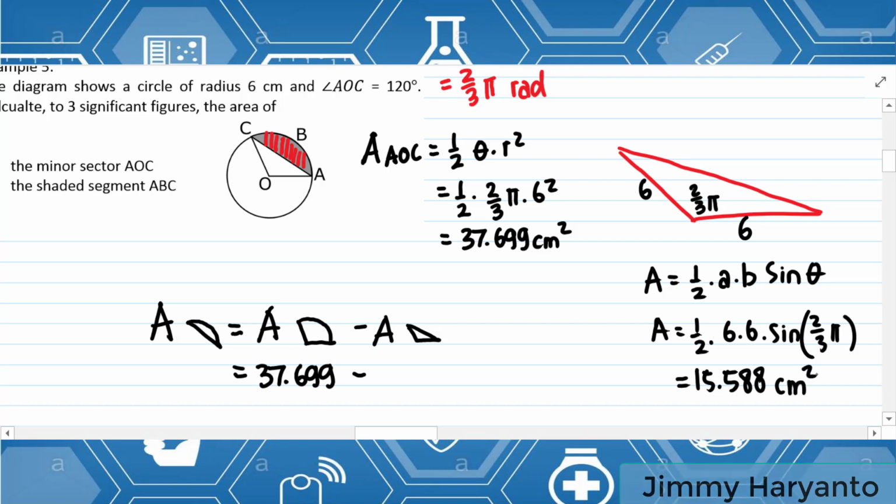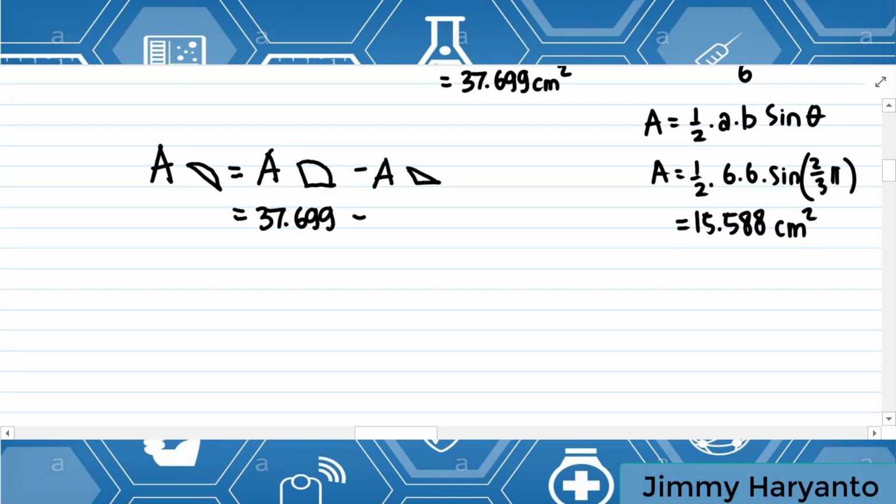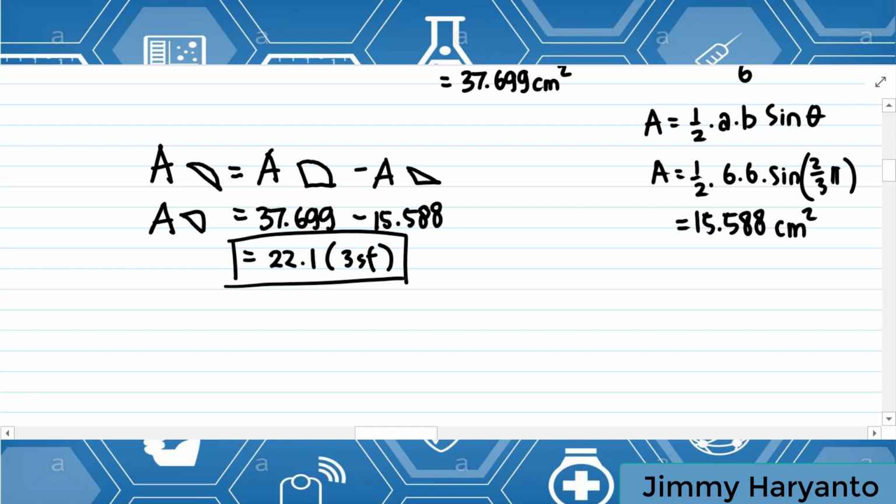centimeters squared. So the area of the shaded part will be 37.699 minus 15.588, which equals 22.1, to three significant figures. Okay, this is the solution.